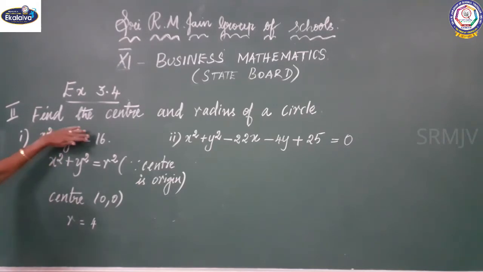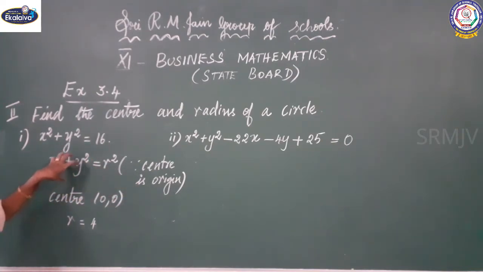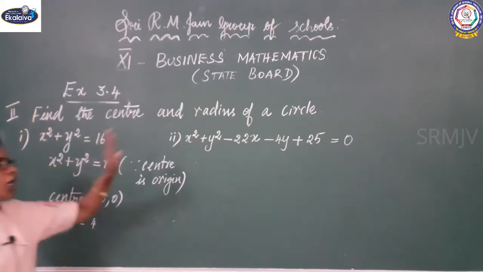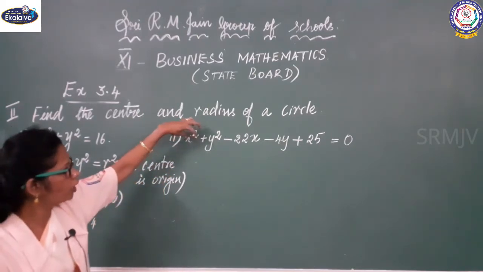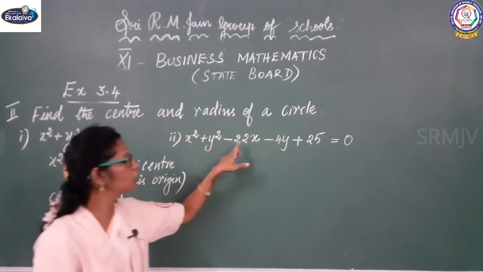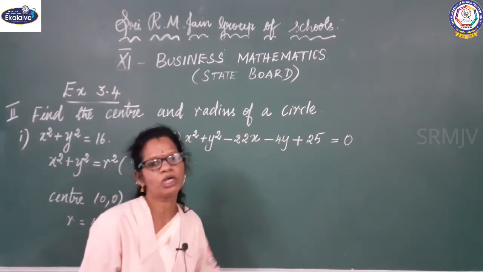You have to equate the given to your general format. Your general is what? If the center is the origin, the equation of a circle is x square plus y square equal to r square. The same is given, right? So when you relate this, you will get the center as 0, 0. Radius is 4. If the radius is 4, you can arrive at the result as 16. Now come to the second subdivision, that is somewhat different. x square plus y square minus 22x minus 4y plus 25 equal to 0.